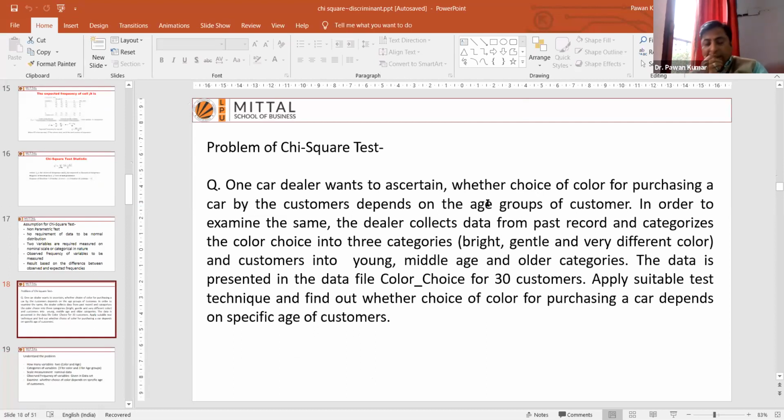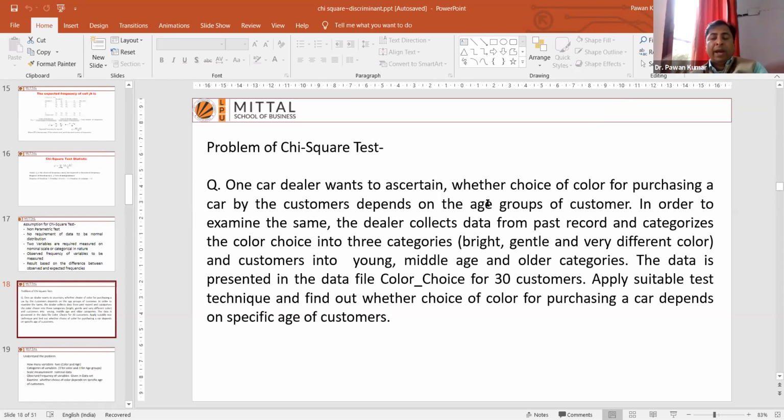For example, I have taken one research survey of a car company. Let's say your research topic is customer perception, customer preference, or customer behavior, customer likings towards cars. Let's say there is one car dealer, and that car dealer wants to ascertain whether the choice of color for a car by the customer depends upon the age group of the customer.